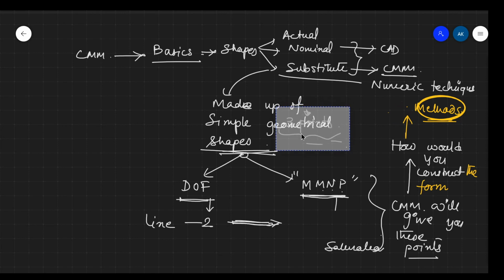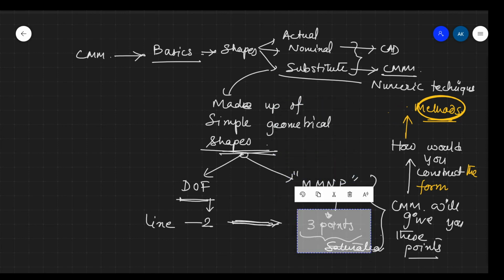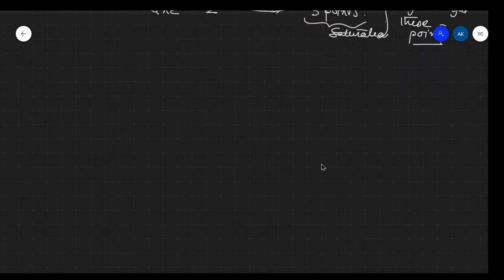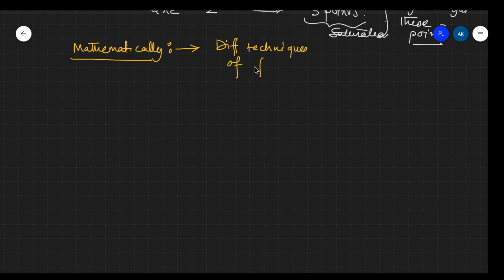Now, whatever these methods be, all these things are to be constructed mathematically. All constructions are done mathematically. So, what I will do, we will discuss all the mathematics related to CMM in today's lecture. So, what all can be the different sorts of mathematics used? I will tell you. One is different techniques of form fitting.